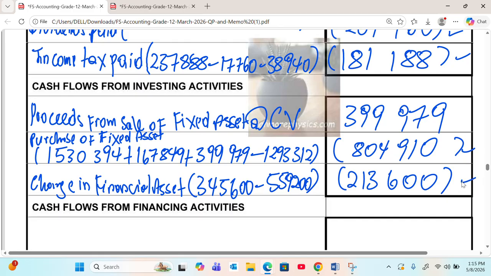But I can already see that we're going to have an outflow from cash flows from investing activities. So we'll have an outflow of 618,531. So how did we get that amount? It is a positive 399,939 minus 804,910 minus 213,600. Then you will have a minus, an outflow.